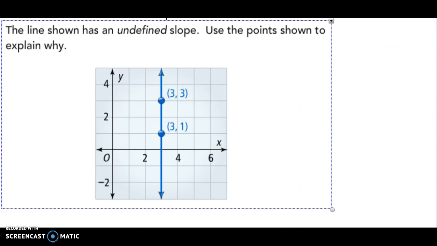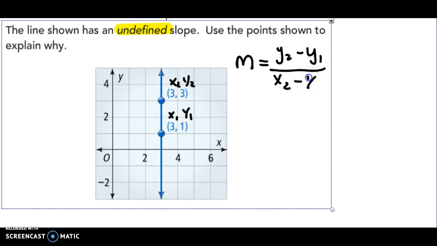The line shown has an undefined slope. Use the points shown to explain why. So again, let's label them. x1, y1, x2, y2. Set up your formula that says m equals y2 minus y1 over x2 minus x1. So that means that my y2 is 3 minus my y1, which is 1, over my x2, which is 3, minus my x1, which is 3.